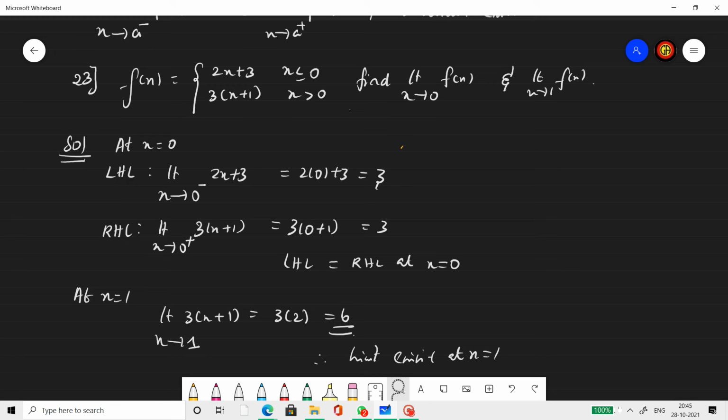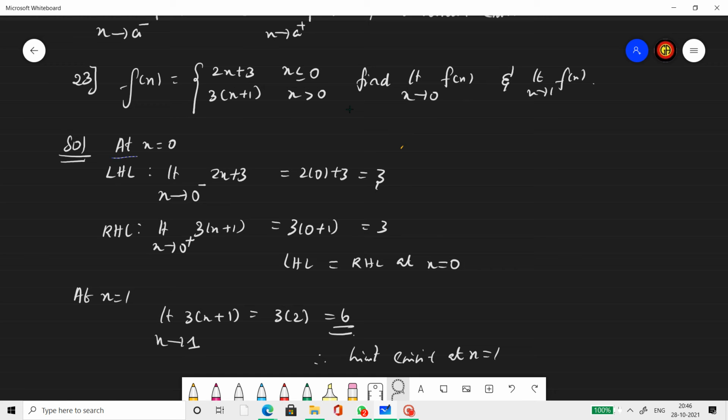Now, the LHL and RHL method should be adopted only when the limit is asked for that particular critical point for which it is defined. Here it is defined for 0, asked for 0 also. Whereas here it is defined for 0, whereas the limit is asked for 1. So for 1, we will not do the LHL-RHL method. Only for 0, we are supposed to do the LHL-RHL method.